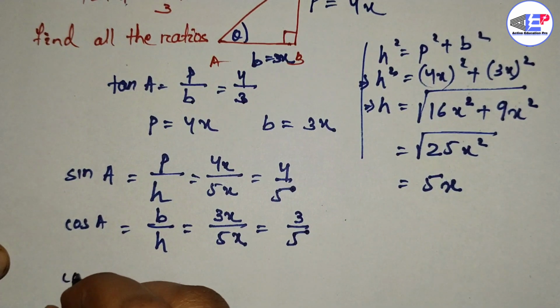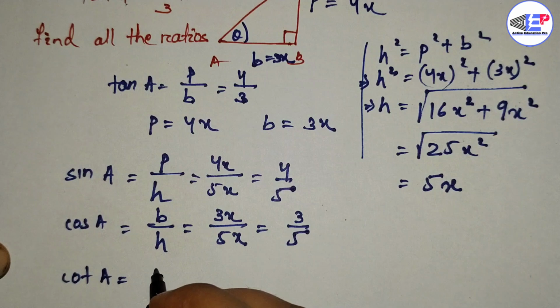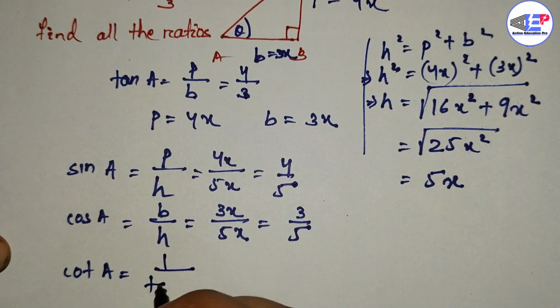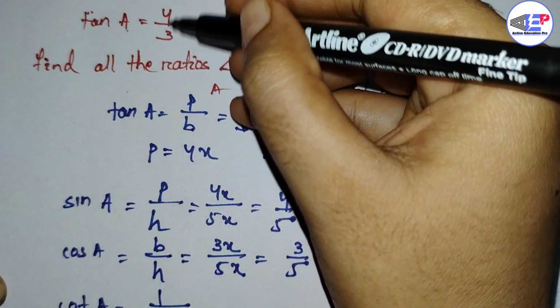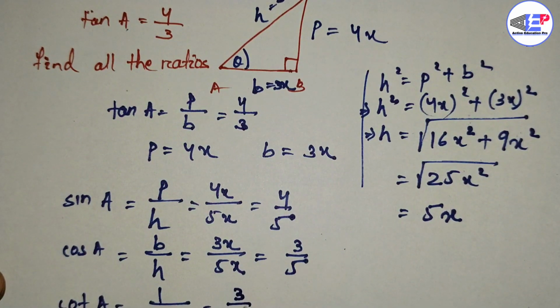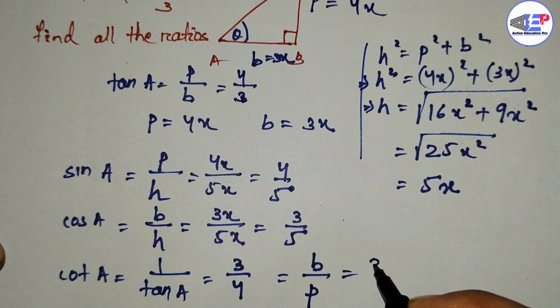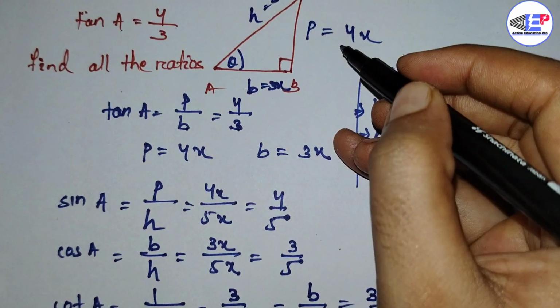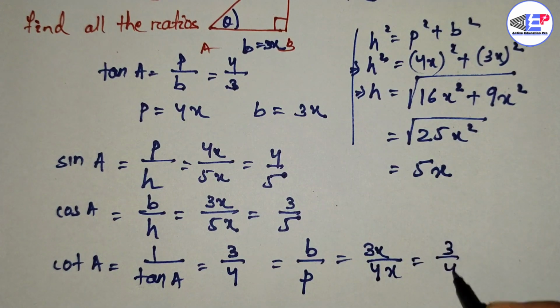Then next is cot A. You know cot A is the reciprocal of tan A, so 1/tan A. The reciprocal of 4/3 will be 3/4. Otherwise, you can take its ratio as B by P. Here B is 3x and P is 4x, so this will be 3/4.